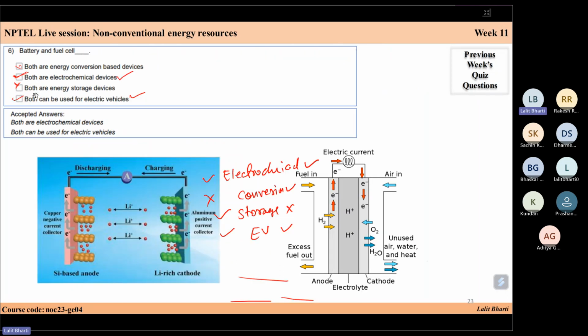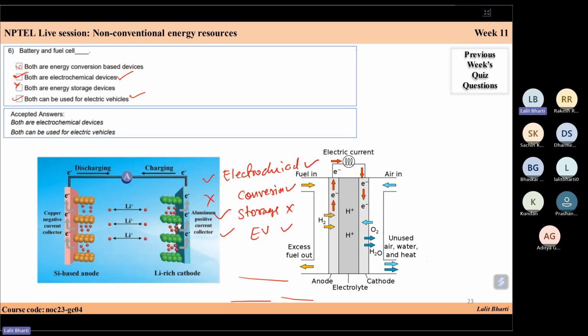Then you have the sixth question. It says battery and fuel cells are, again, we know that both are electrochemical devices, but both are not conversion devices, because fuel cells are converting the fuel to electricity, but batteries are basically storing the electricity, not converting the electrodes into electricity. They just have rocking chair reactions, but not a conversion of electrode to electricity.